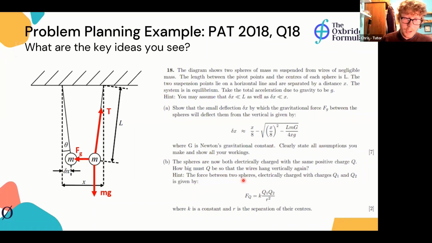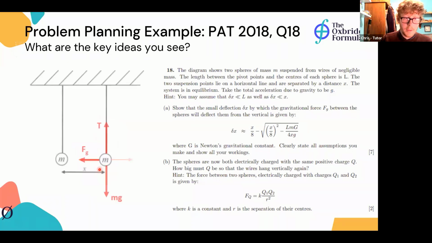What we're being asked to do is find Q that will make the two masses hang vertically. So we might at first think, well, okay, why will they hang vertically again if we make both the masses positively charged? What's the explanation of that? So I think we should try and visualize what the forces will look like in order to make it hang vertically.